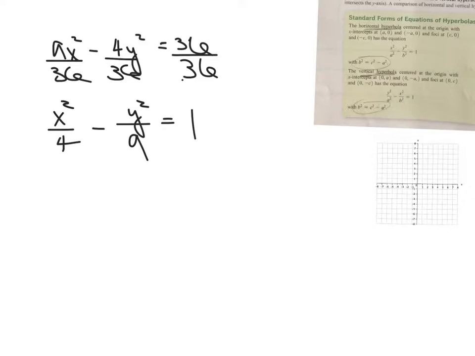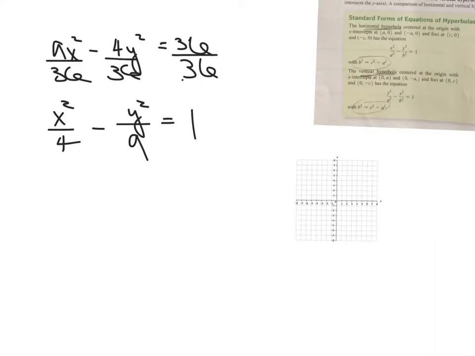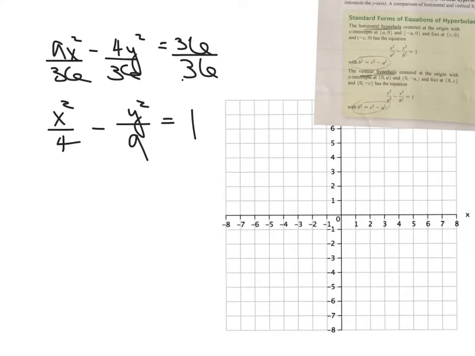So graphing this thing, the book shows a different way to graph it. I like this way because I like simple. What I'm going to do is look at my x, and notice my x has under it the 4. So I'm going to take the square root of 4, and that's how far I'm going to go from the origin. 2 and 2 in both directions. My y squared has under it a 9. So on my y-axis, I'm going to take the square root of that and go from the origin 3 to 3.